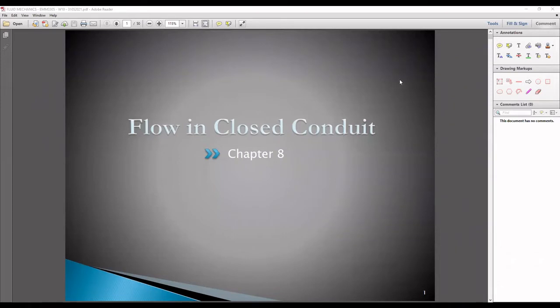For today, we will move into the next chapter, chapter number 8. The title is Flow in Closed Conduit, or in some books, the title is Flow in a Pipe. Okay, what is a closed conduit? It is a closed passage, such as a pipe, for example.